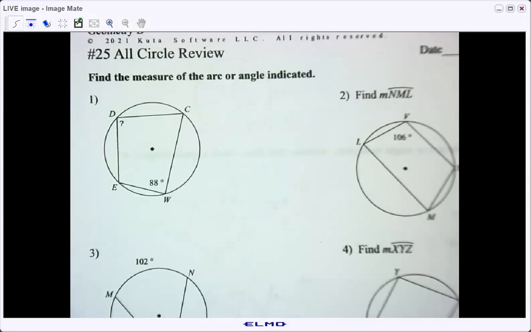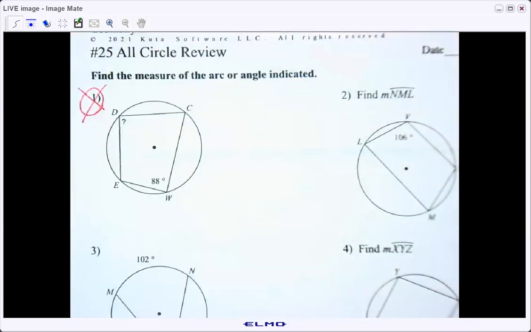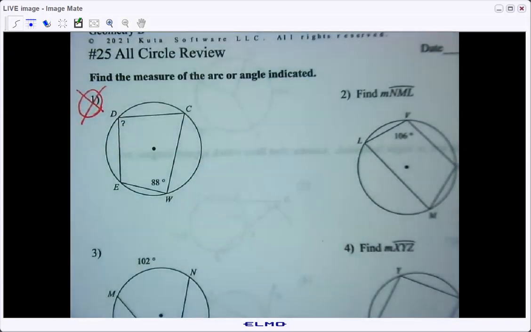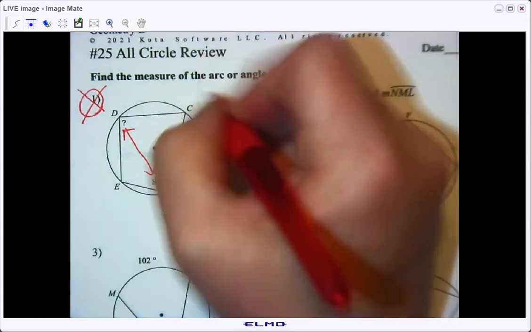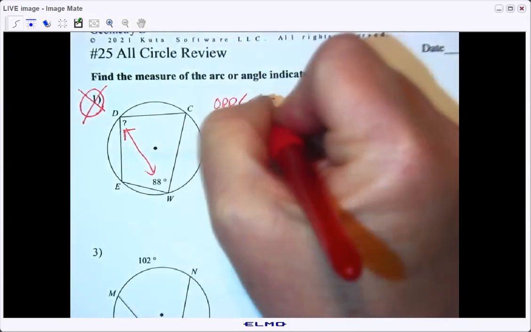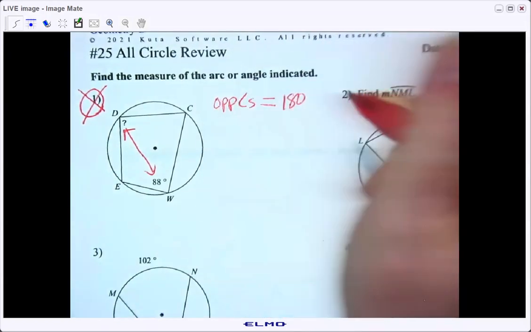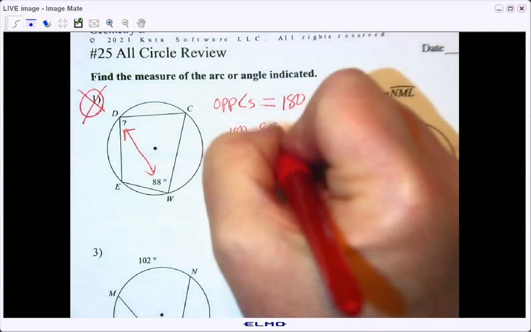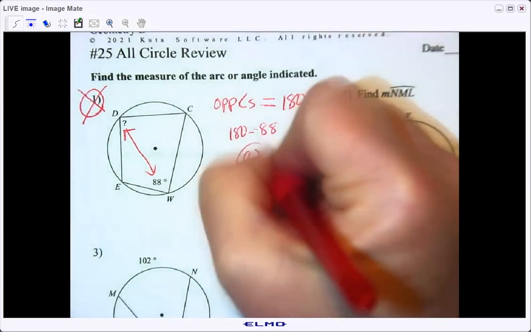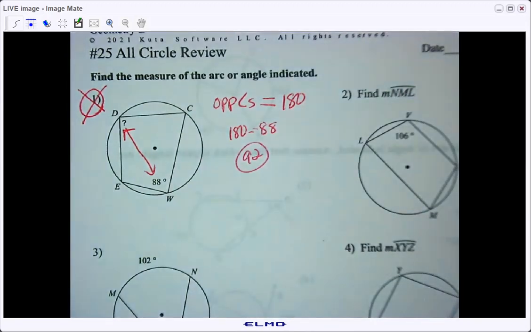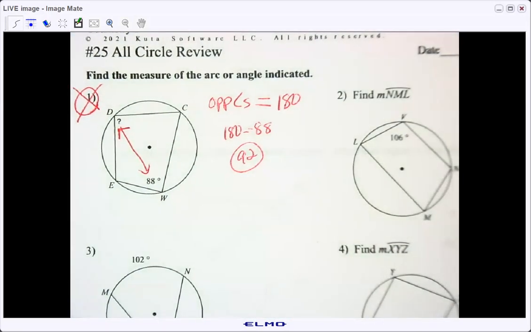I don't think I actually gave this one. I didn't actually teach this one. My apologies. Opposite angles of a quadrilateral equal 180. This is not on the quiz. So you do 180 minus 88, and you get 92. So my apologies on that one. It slipped in.